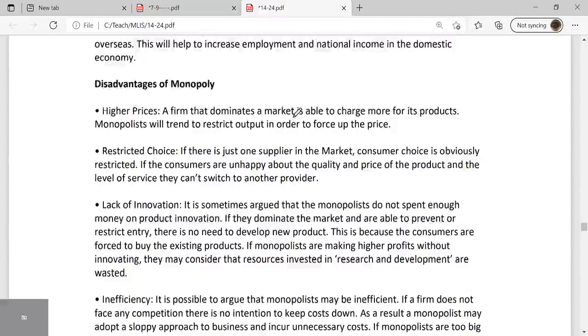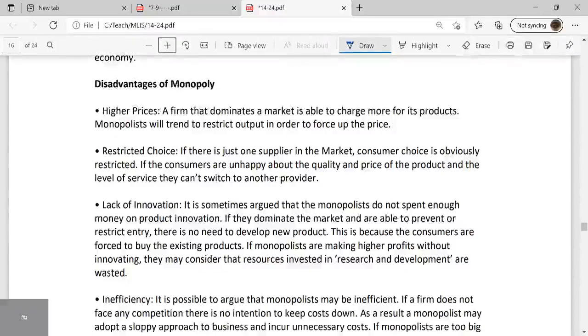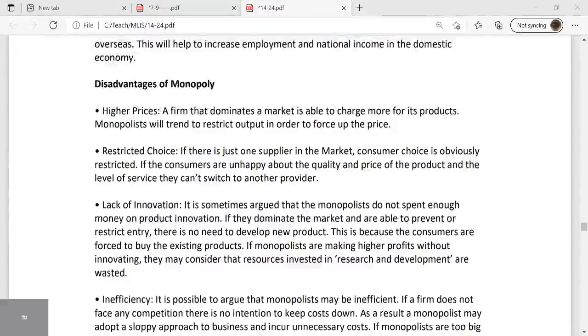However, there are disadvantages as well. The disadvantages include higher prices. Instead of providing the benefit of lower price, monopolists can easily exploit the situation and sell to the customers at a higher price because there is no competition. They can fix the price and sell it.